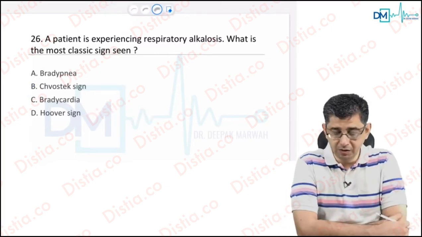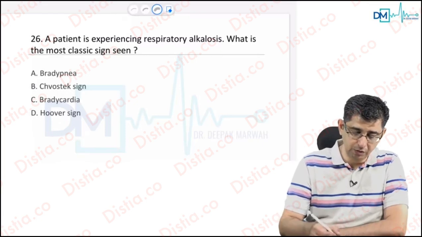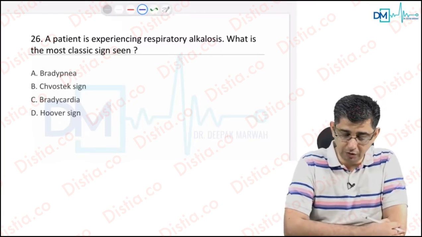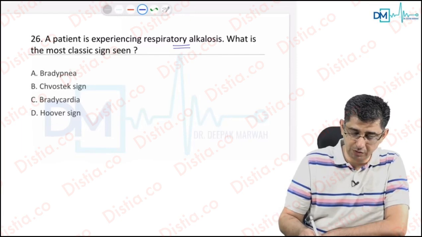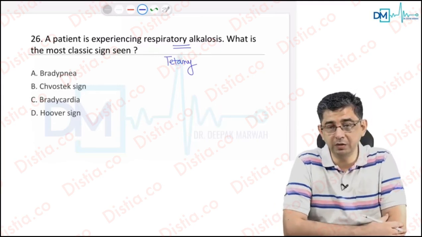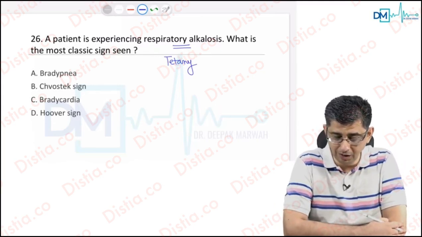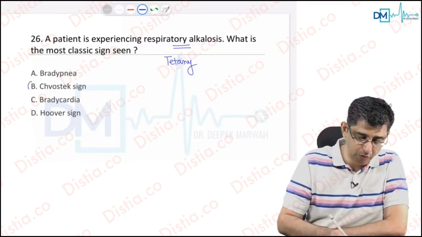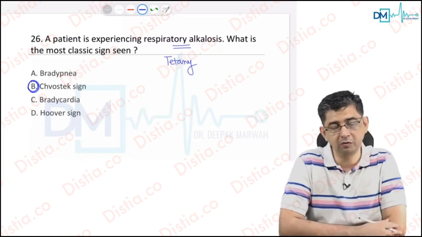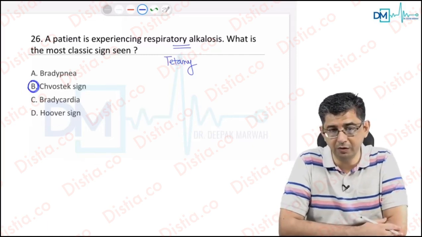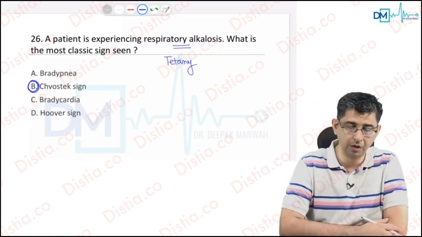A patient is experiencing respiratory alkalosis. What is the most classical sign seen in this patient? As I've explained to you, respiratory alkalosis will contribute to development of tetany in the patient due to increased binding of calcium to albumin in settings of respiratory alkalosis. This tetany will contribute to Chvostek sign developing in the patient. There would also be stridor and laryngospasm that will contribute to mortality in the patient.